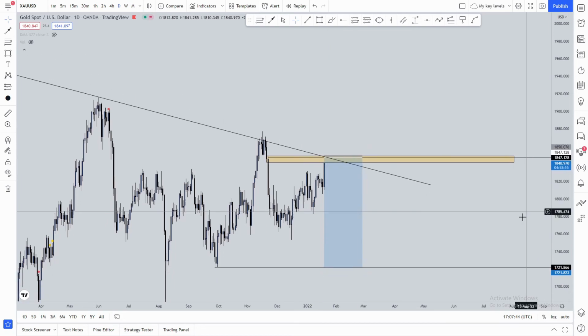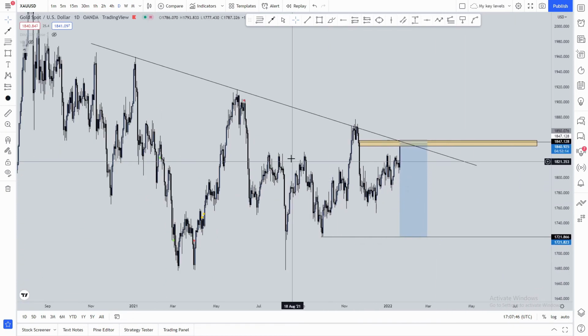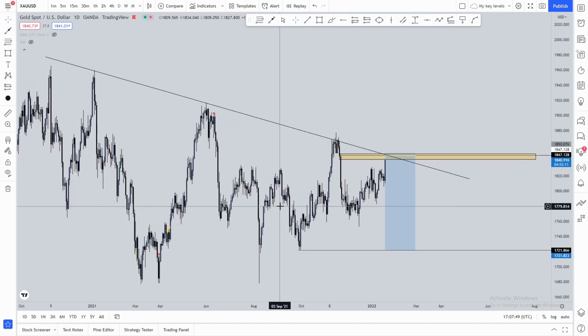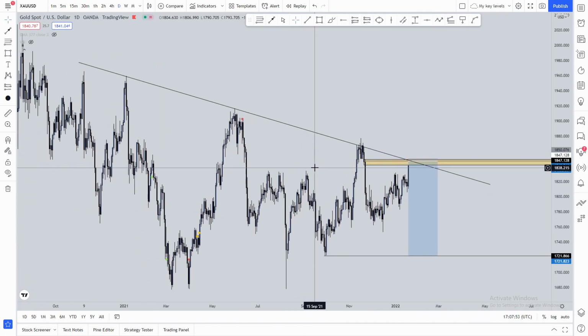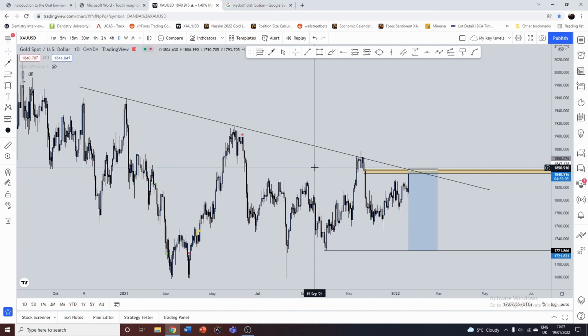So I'm expecting Friday's price action to be strongly bearish. So yes, that's all I've got from gold. Let's see how it plays out. Hopefully we can get some nice moves.